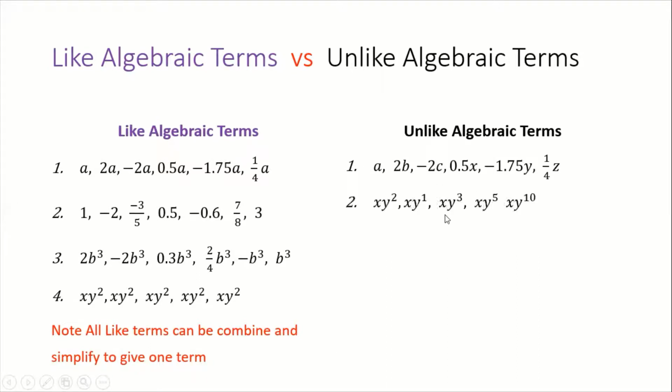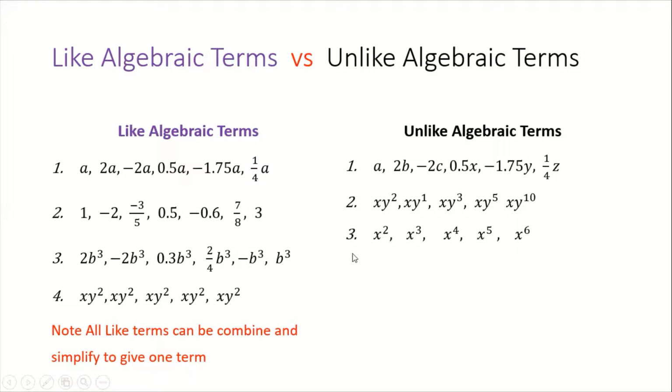So let's look at some more examples. Here we have xy to the second power, xy to the first power, xy to the third power, xy to the fifth power, xy to the 10th power. Note here for each individual term, the power of y is different. So yes, these are unlike terms, right? Because the power is different.